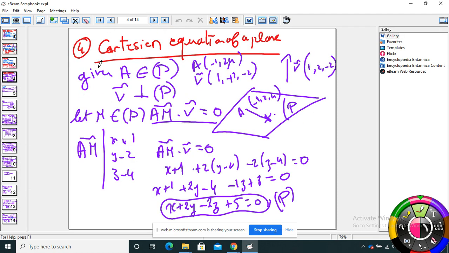I'm sorry guys. Now, Cartesian equation of a plane. This is very important. To find the Cartesian equation of a plane, how are you going to find the equation of a plane? And in the second chapter we will see another form of an equation of a plane.